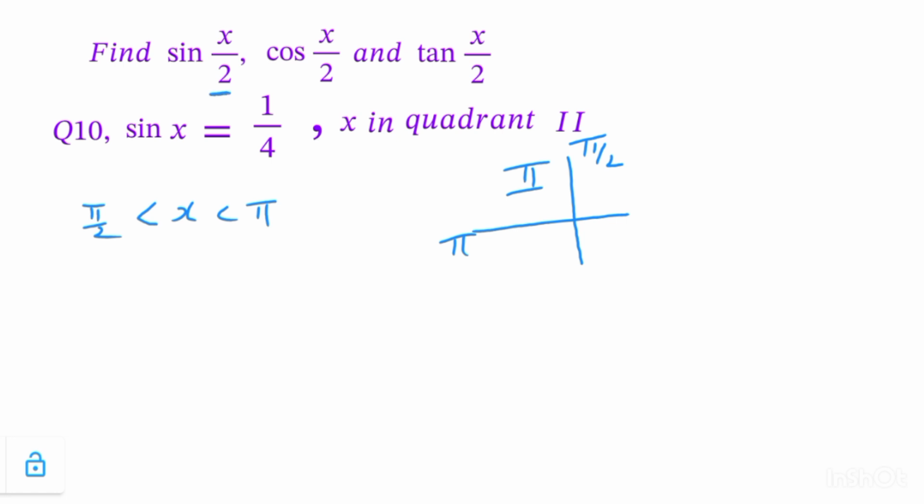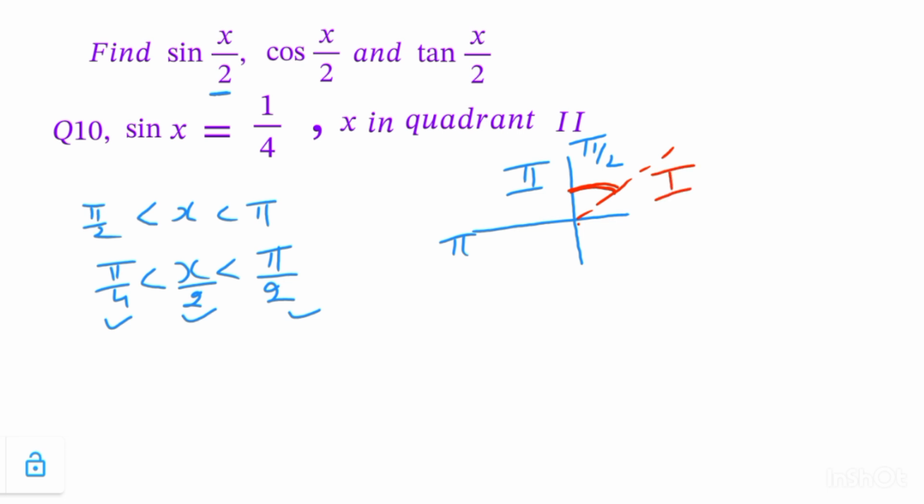So the value of x by 2 will be greater than pi by 4 and less than pi by 2. So it means x by 2 will be between pi by 4 and pi by 2. That is, the value will lie somewhere here between pi by 4 and pi by 2. And this is the first quadrant. And in the first quadrant, all the values are positive. Right? Now we will find the values.